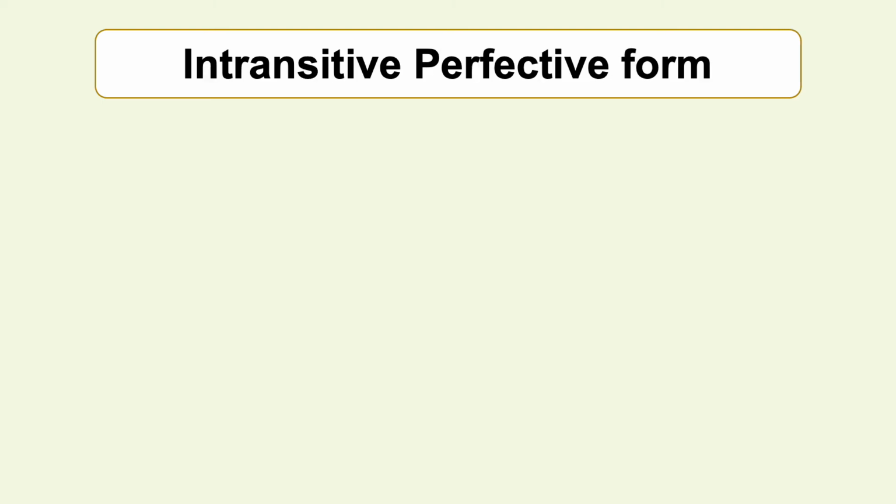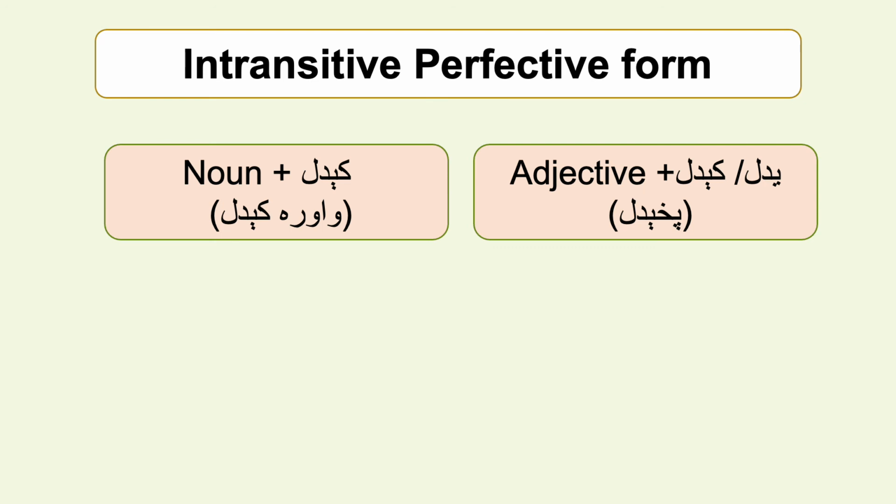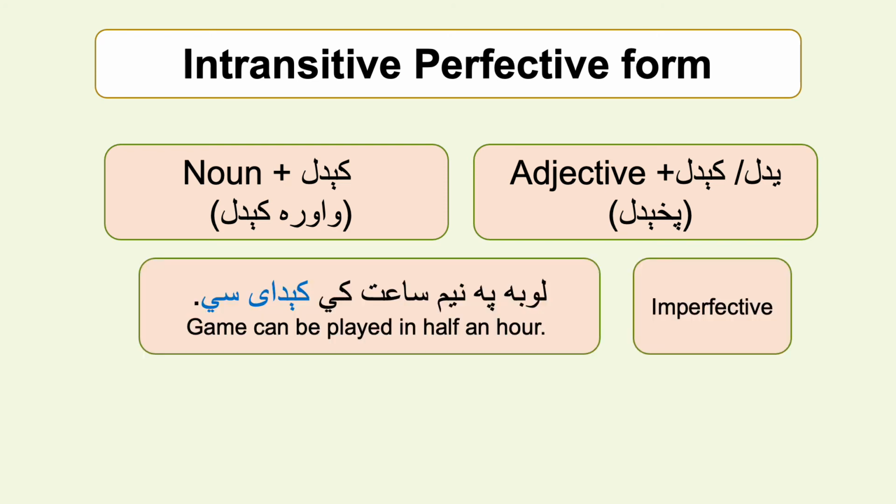Please bear in mind that noun plus kedal verbs as well as adjective plus kedal or yedal verbs don't have the perfective forms. For example, here we have the imperfective form. Loba په نیم ساعت کې کېدلی سي. But we cannot change this sentence into the perfective form.